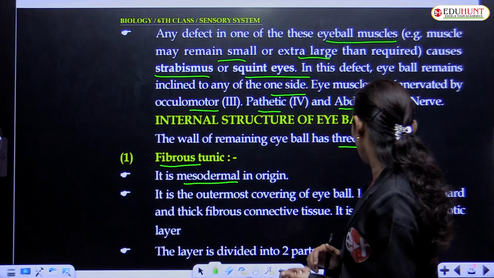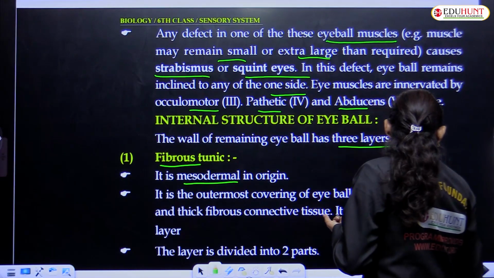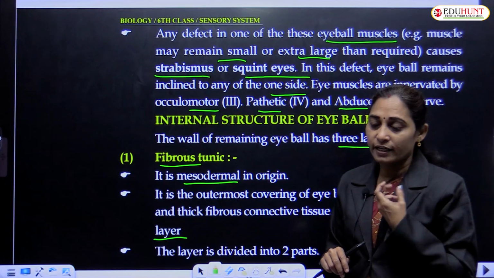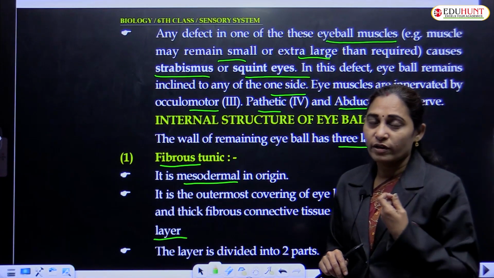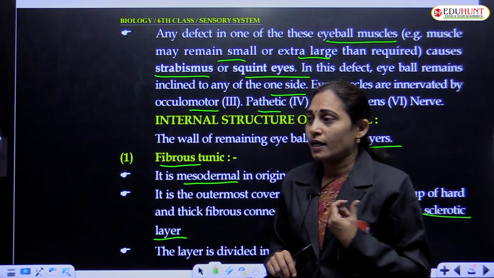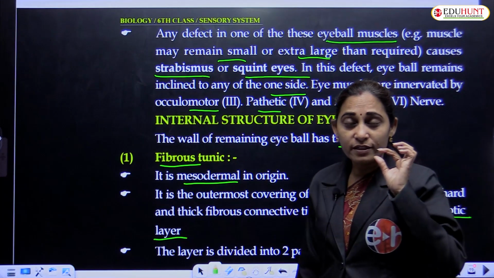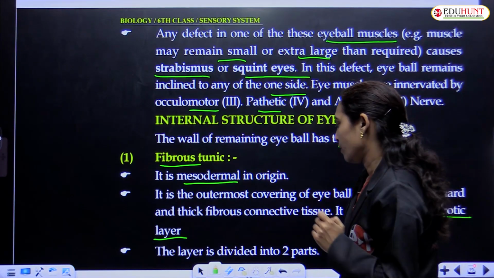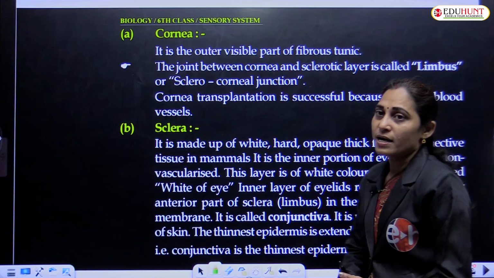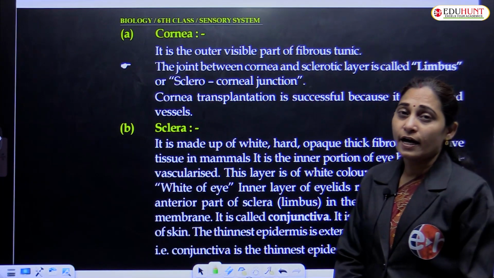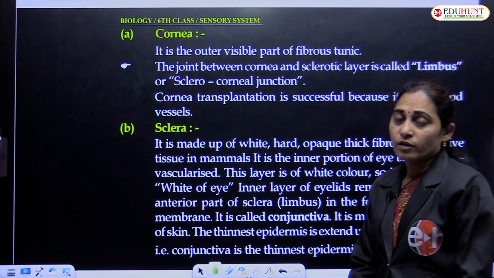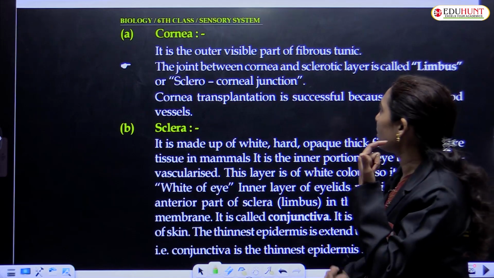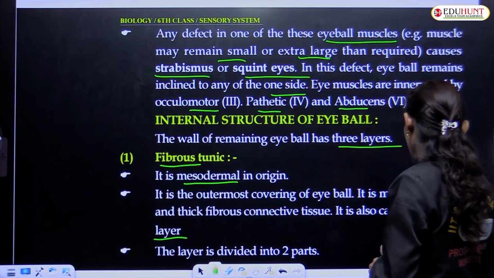Fibrous connective tissue, and it is also called the sclerotic layer because it is harder, and it is a thick layer made up of fibrous connective tissue. This layer has 2 parts in it. First is the cornea and next is the sclera. Cornea is the outer visible part of fibrous tunic.